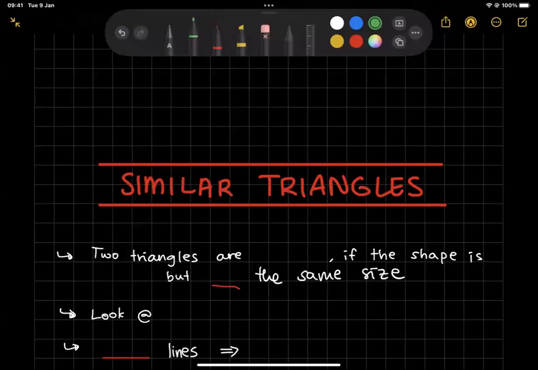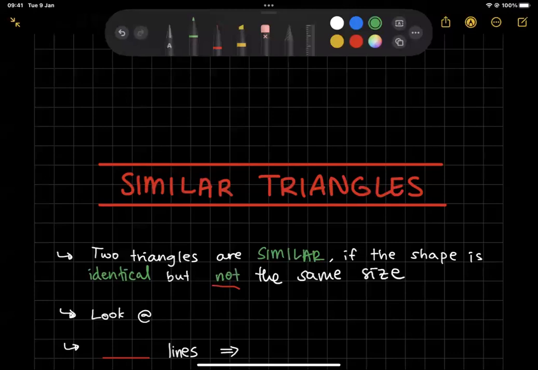With similar triangles, for two triangles to be similar, there's a few things that we need to know. Like congruent, it must be the same shape and the same size. For similar triangles, the shape should be identical, right? However, the size of that shape doesn't have to be the same, okay? That's the difference.